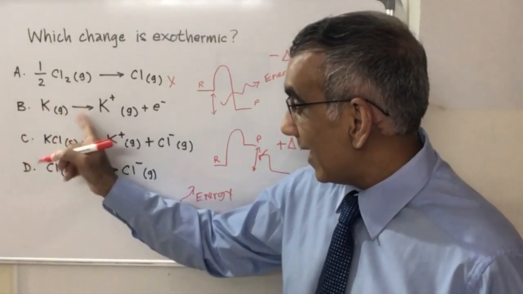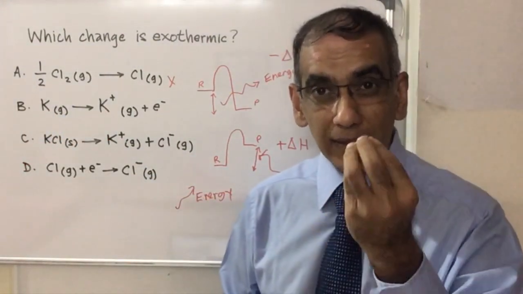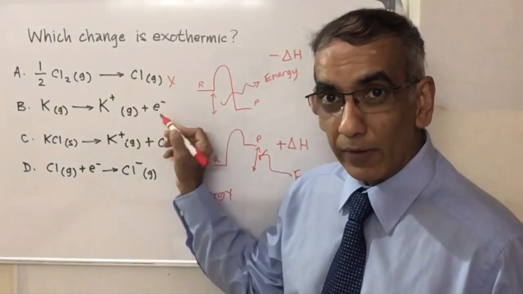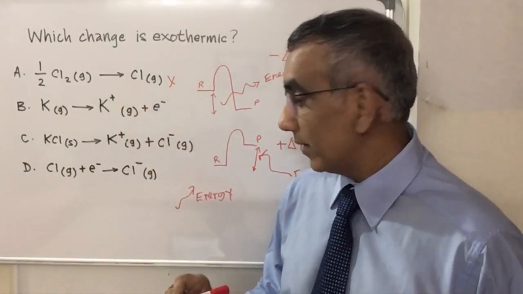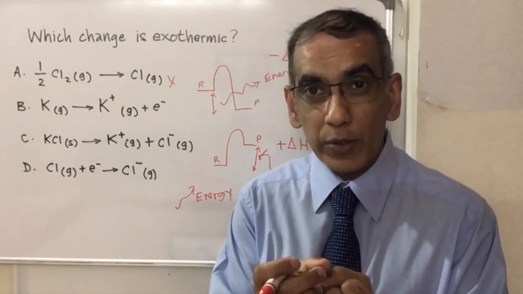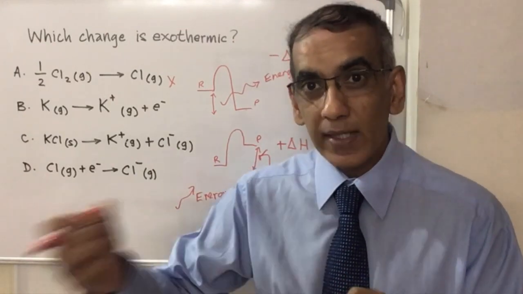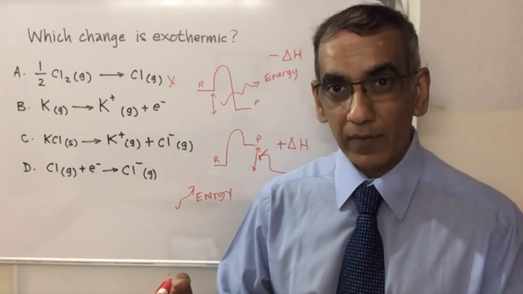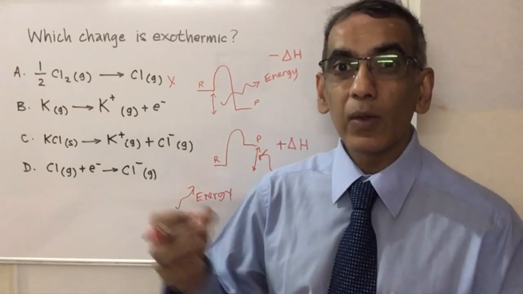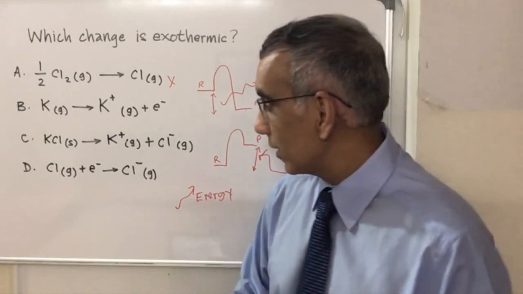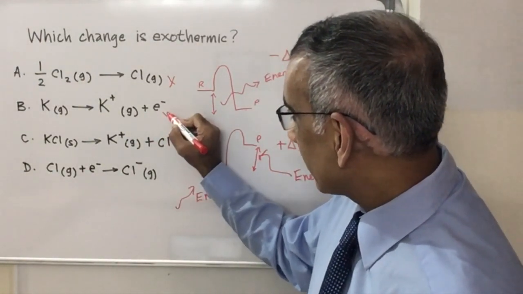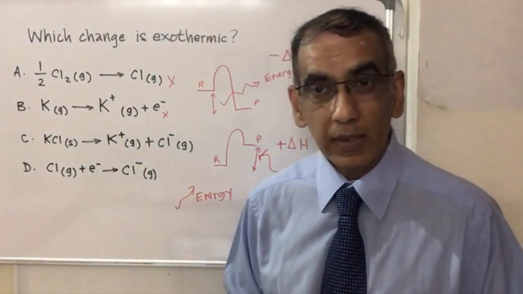Potassium as a gas. So this is a potassium atom in the gas state, and what it's doing is losing an electron to form a potassium ion. That's going to require energy to lose that electron from the outside of the atom. So that breaking apart of the system is going to require energy from the surroundings. Bond breaking requires energy. So it's not going to be B.